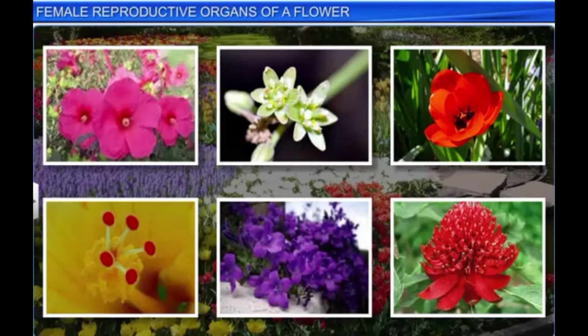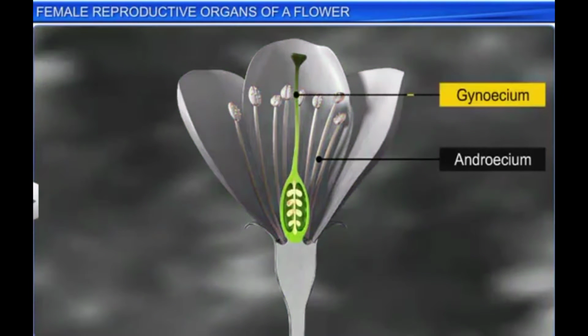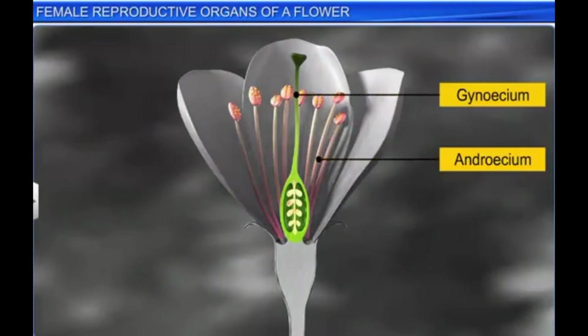Flowers are one of the most fascinating sights to behold. Incidentally, flowers also happen to be the site of sexual reproduction, as they contain the Androecium and Gynoecium, the male and female reproductive organs of a plant.